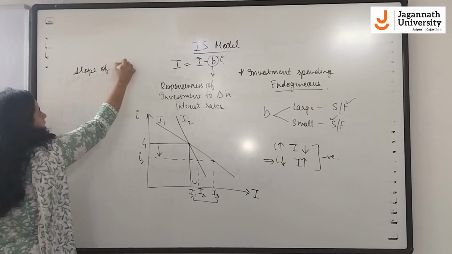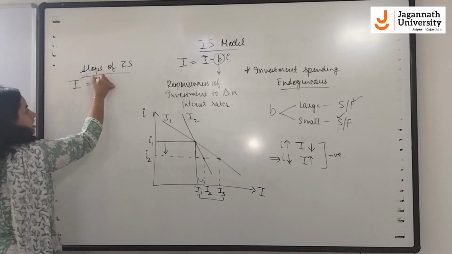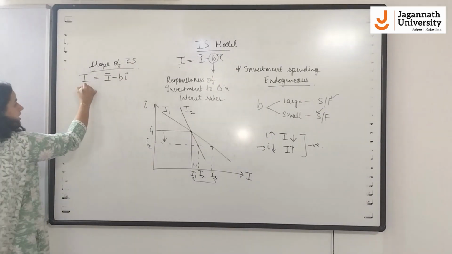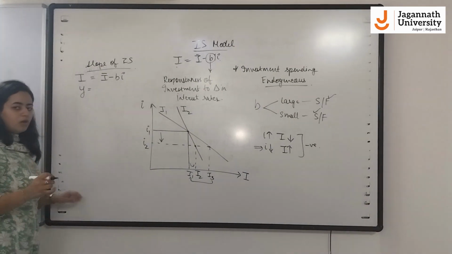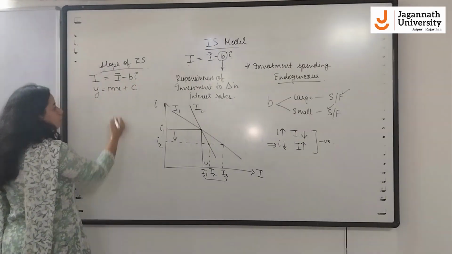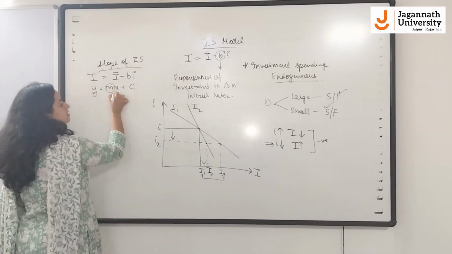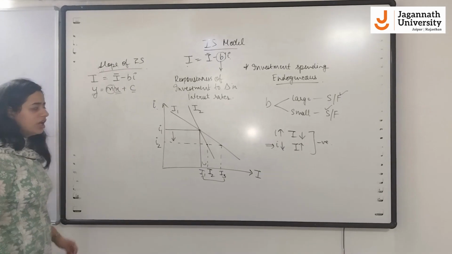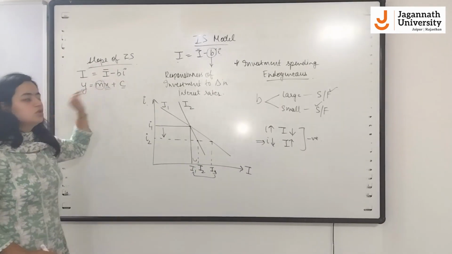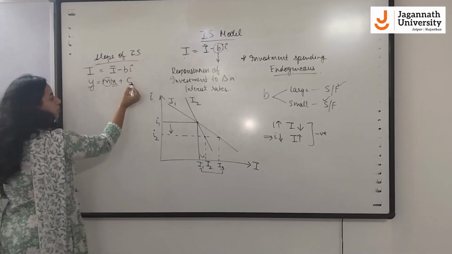Now let us derive the slope of this curve as well. Slope of IS. I know that the equation of investment is I equal to I bar minus b i. We know that the equational form of a slope is given by y equal to mx plus c, where m is the slope, y is the y-intercept, x is the x-intercept and c is the constant. Now without using much mathematics, I am going to find out the slope of the IS curve just by converting this curve into this format.